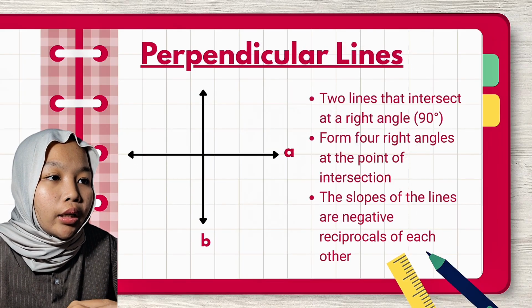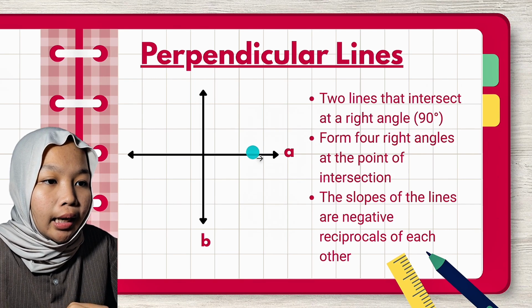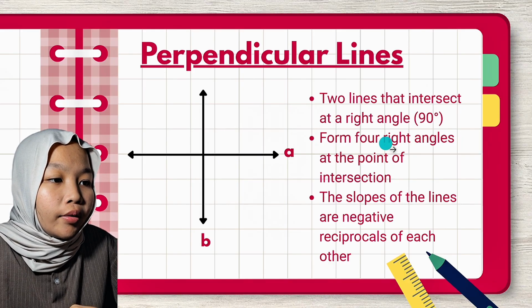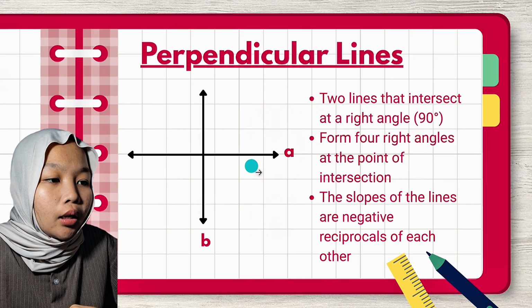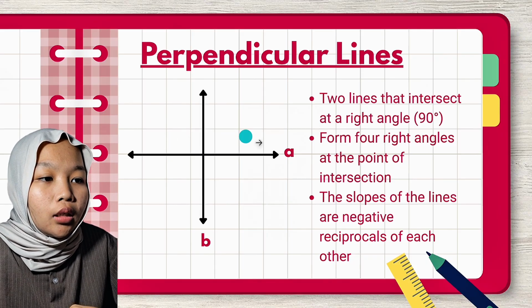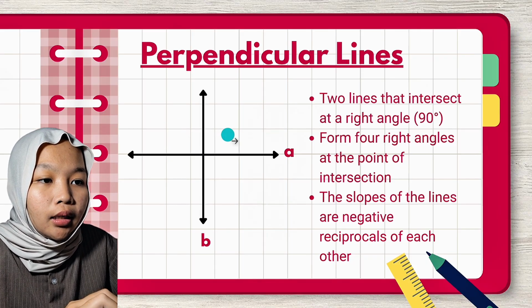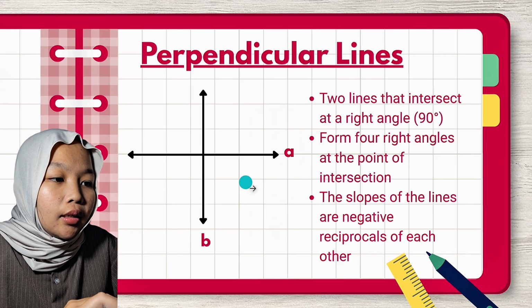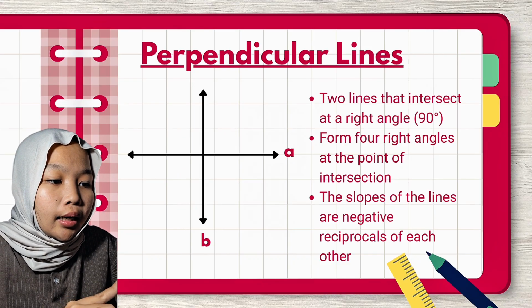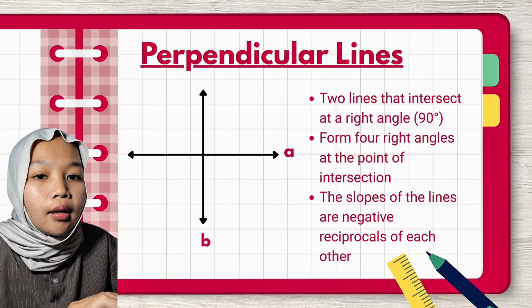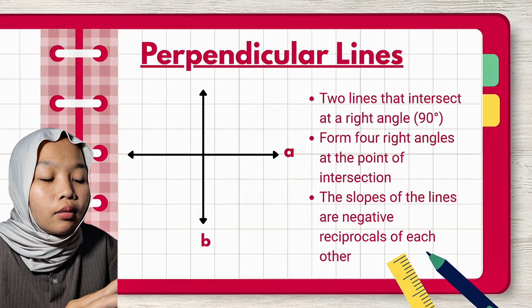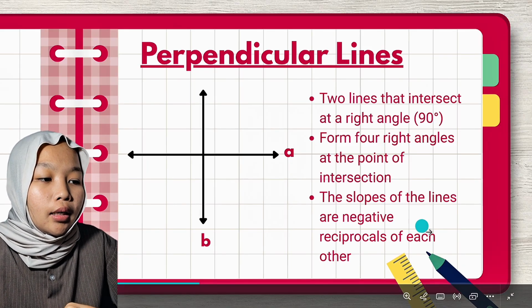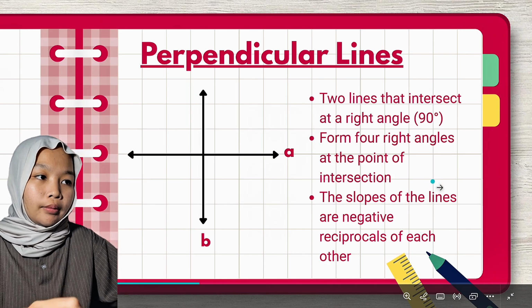So from this, we know that perpendicular lines are two lines that intersect at a right angle. Here, they intersect at a right angle, or 90 degrees, and form a right angle at the point of intersection. So they form a right angle in here, here, and here. And then the slopes of the lines are negative reciprocals of each other. Like we know before, the slopes are negative reciprocals of each other.